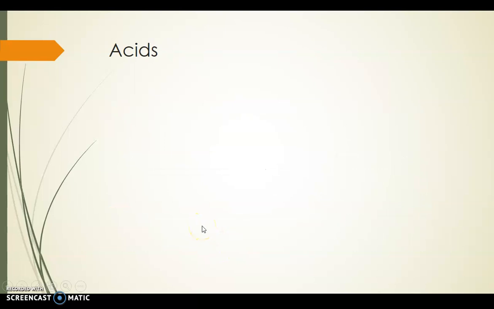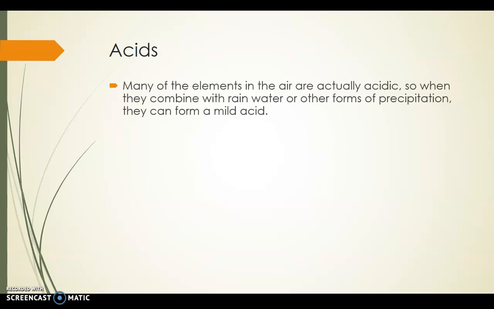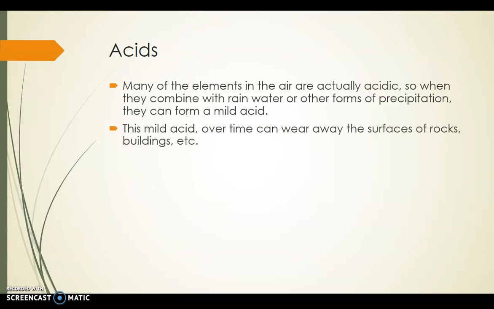Acids are kind of a big deal, especially now with climate change, but industrialization has certainly sped up the process. So many of the elements in the air are actually acidic. So when they combine with rainwater or other forms of precipitation, they form a mild acid, and we are talking very mild. The mild acid over time can wear away the surfaces of rocks, buildings, etc.